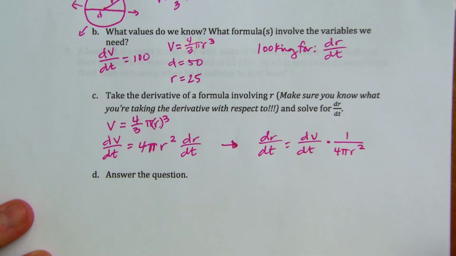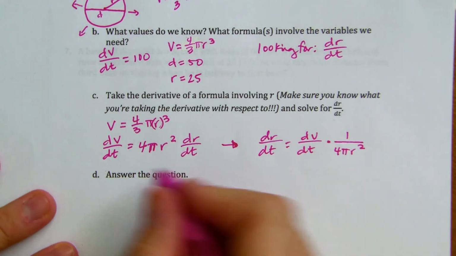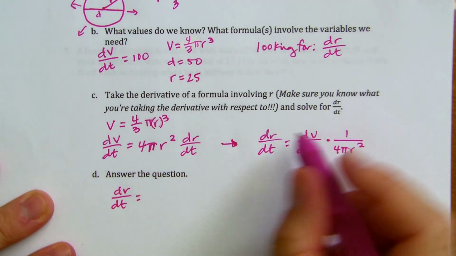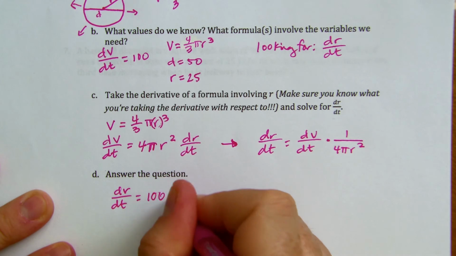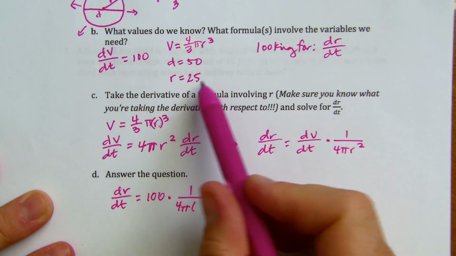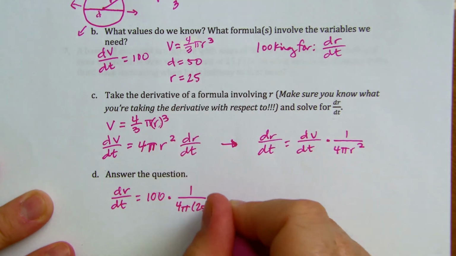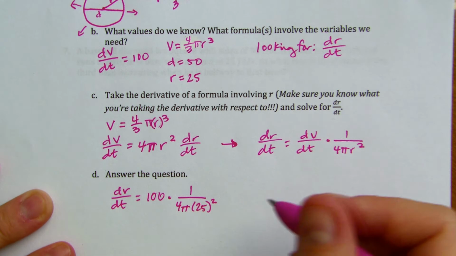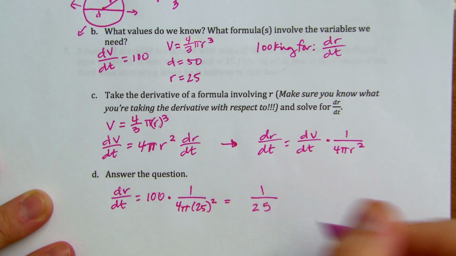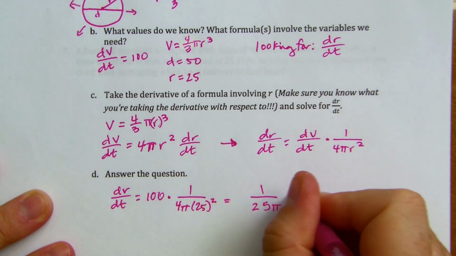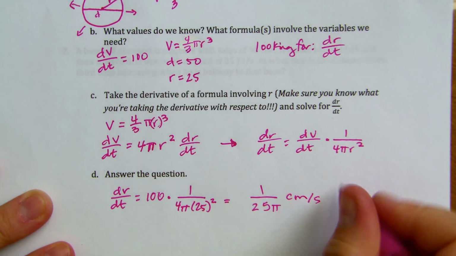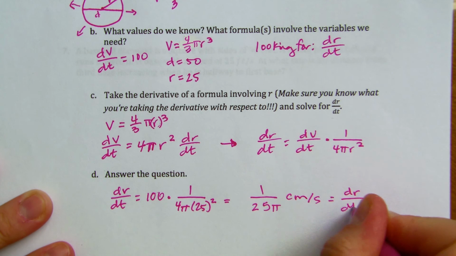So we can go ahead and solve for dr dt by plugging in the things we know. dr dt is equal to, dV dt we know is 100 times 1 over 4 pi, and the radius we're looking at is when the radius is 25. So when I simplify all of this, we should end up with 1 over 25 pi centimeters per second. And that is our dr dt.